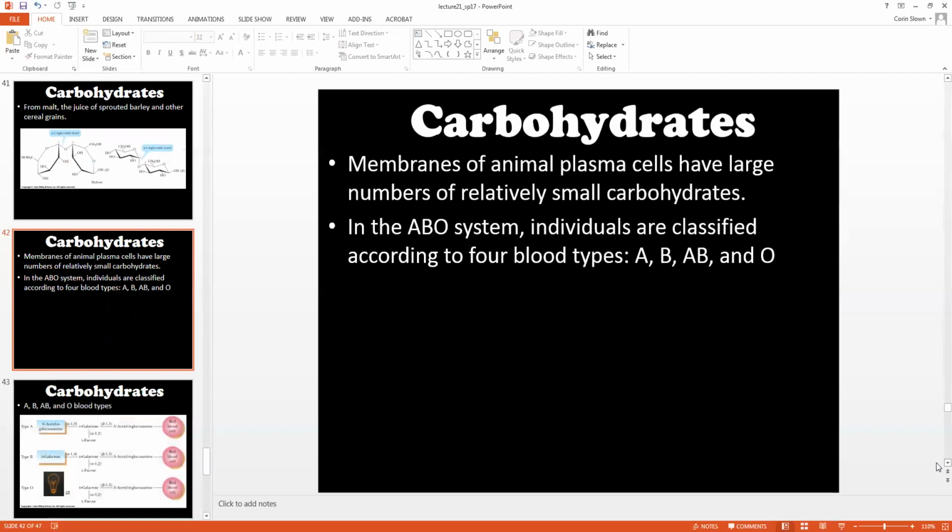Finally, we're going to think about the ways in which we can use sugars as chemical identification or recognition molecules. So the membranes of animal plasma cells have large numbers of relatively small carbohydrates. In the ABO system, individuals are classified according to 4 blood types: A, B, AB, and O.